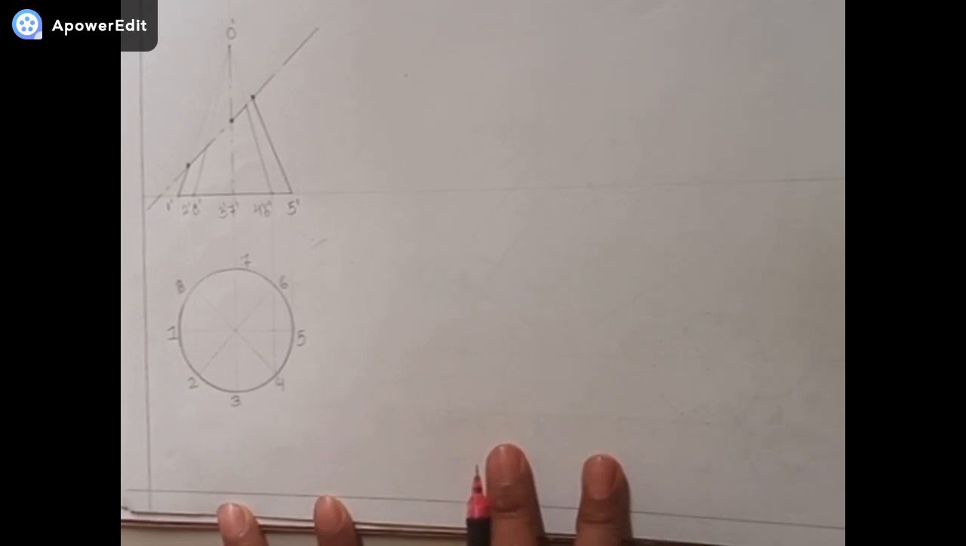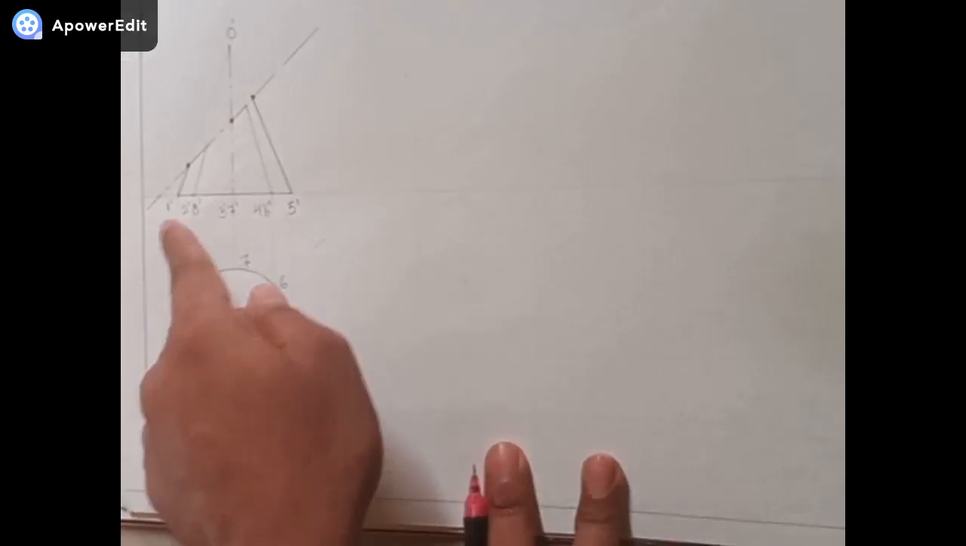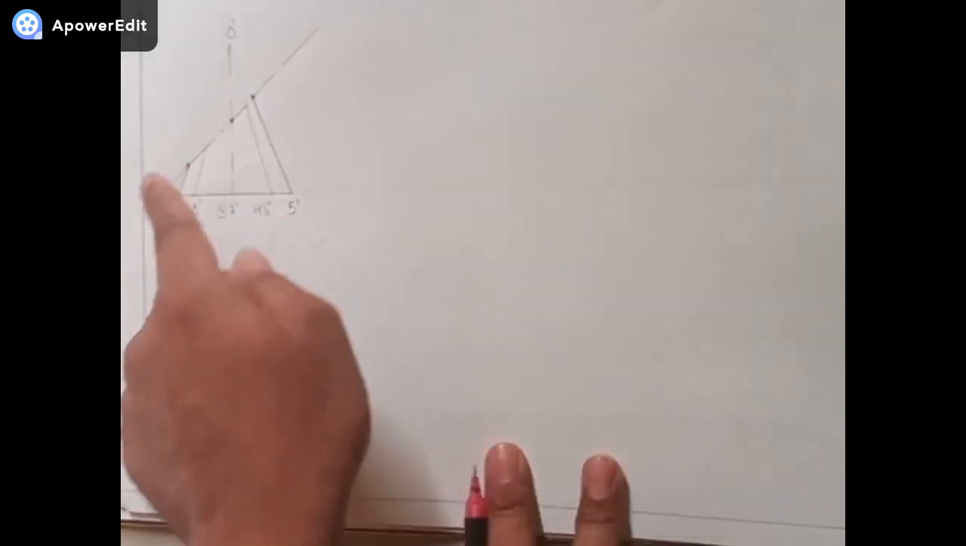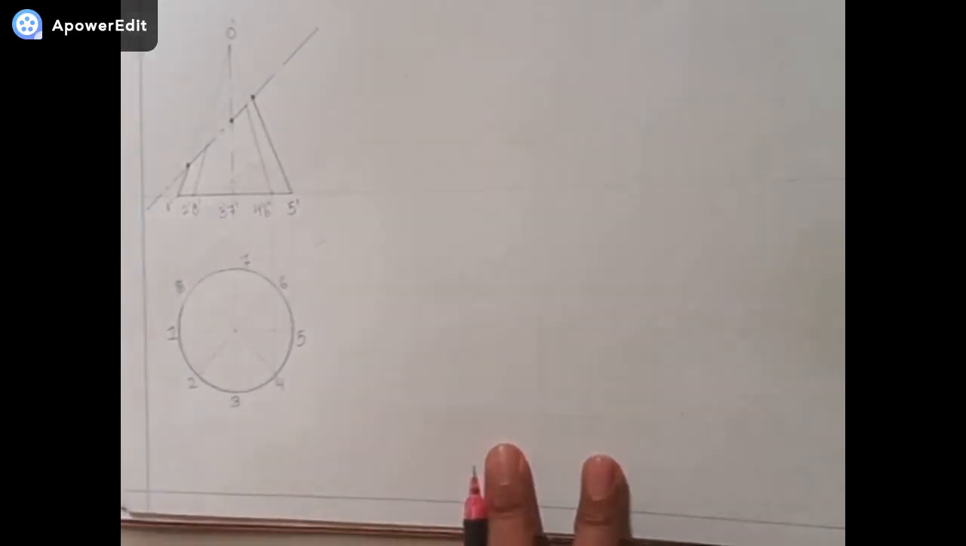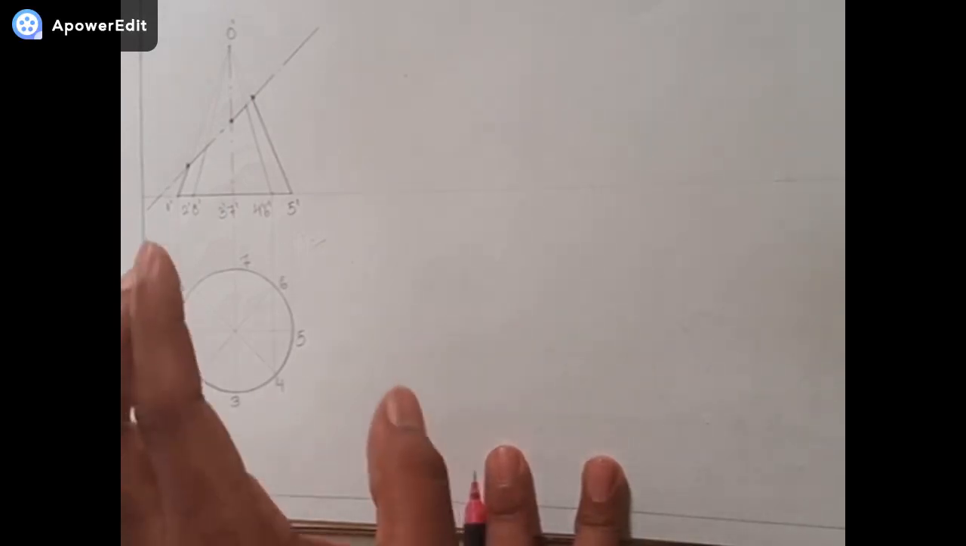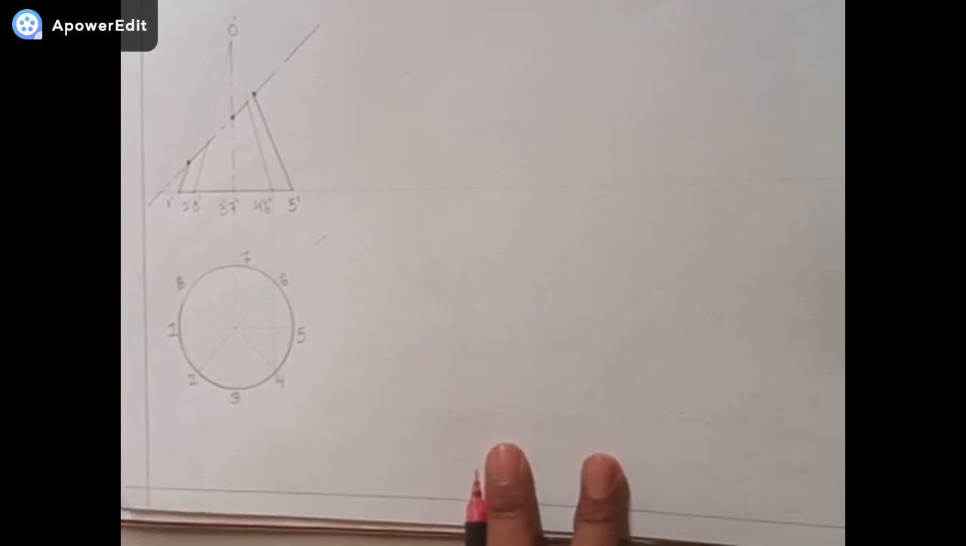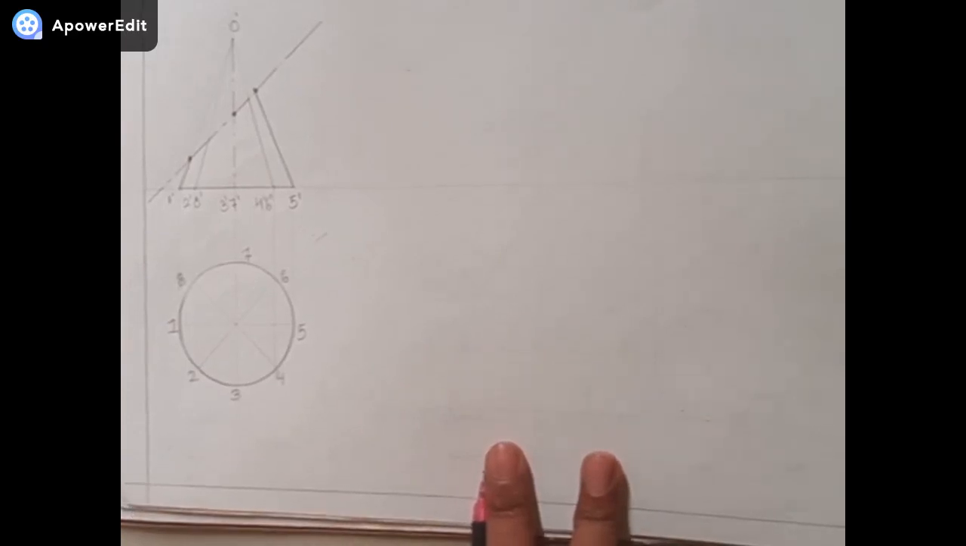Now the next stage in this particular problem is, we have to mark the cutting plane points. See, it is very clear that the cutting plane is cutting the cone by bisecting its axis, and the major axis of the cutting shape, which is an ellipse, is equal to 40 mm. So now we'll start marking the position of the points.